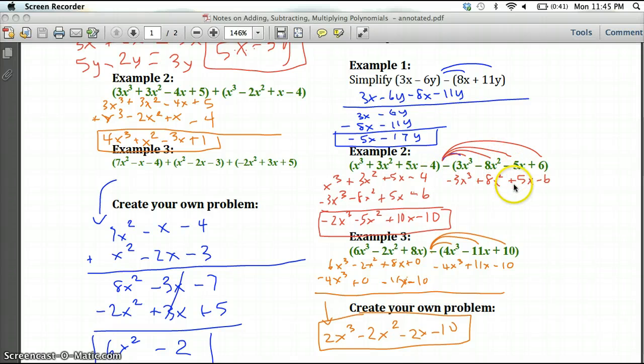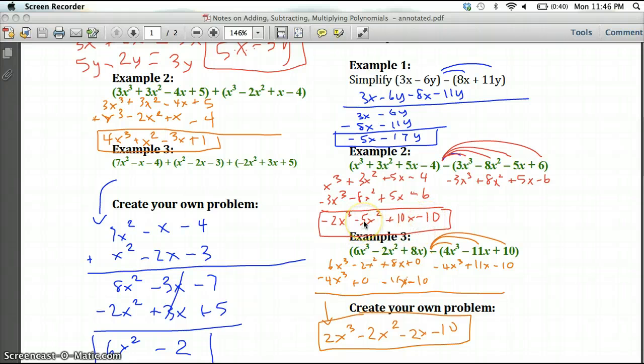Negative and negative becomes a positive 5x, and then I distribute my negative, and I've got a minus 6. So x cubed minus 3x cubed, 3x squared plus 8x squared, 5x plus 5x, and then a negative 4 minus 6. So x cubed minus 3x cubed is a negative 2x cubed. And here I've got 3x squared minus 8x squared, which is a negative 5x squared. Got 5x plus 5x is 10x. And then a negative 4 minus 6 is a negative 10.